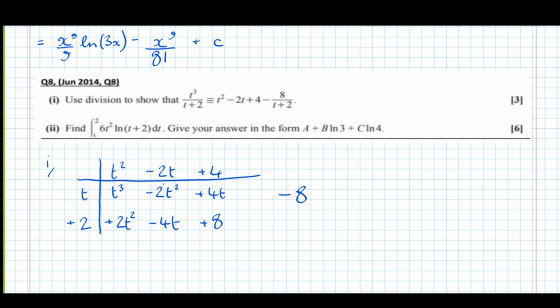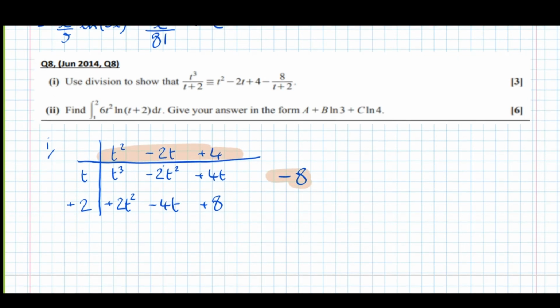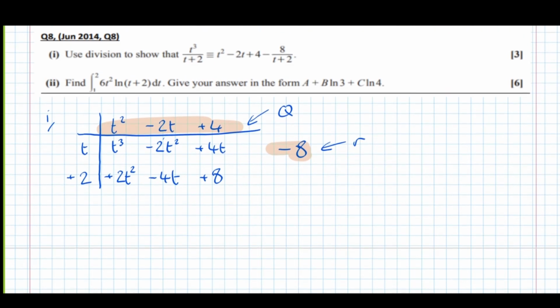So what we've got now, we've got the quotient and we've got the remainder. And let's just spell that out. Quotient, remainder. Therefore, t cubed over t plus 2 is the quotient, t squared minus 2t plus 4. Take away the remainder, minus 8 over t plus 2. So take away the remainder over what we're asked to divide by.